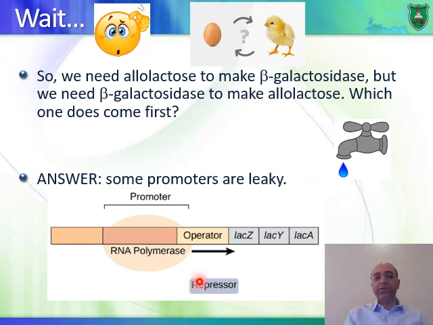So even though there is no lactose or allolactose, you can have the operator free of the repressor, because the interaction between both is reversible. So yes, in the absence of allolactose, most of the repressor is bound to the operator, but it can be released, allowing the RNA polymerase to bind to the promoter, initiating transcription, producing a little beta-galactosidase.